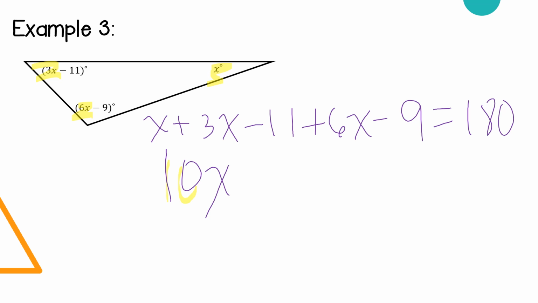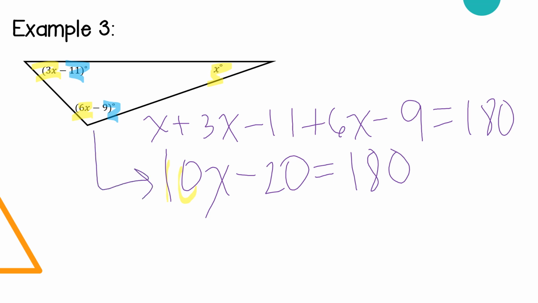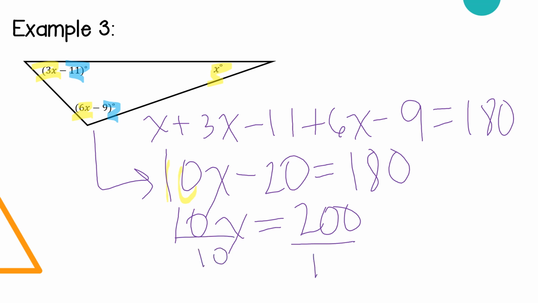And then look at your constants. We have negative 11 and negative 9. That would give you a total of negative 20 equals 180. So if you want to jump to this step right here, that would be completely fine. So now we're going to add 20 to both sides, which is going to give me 10x equals 200. And then when we divide by 10, we're going to get x equals 20.